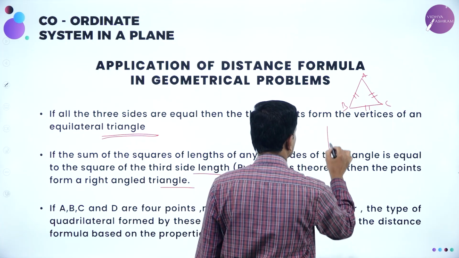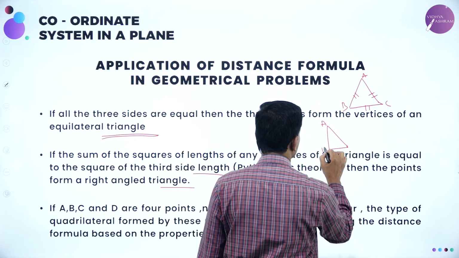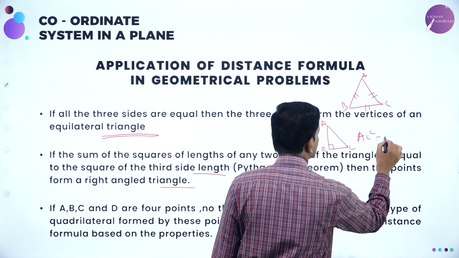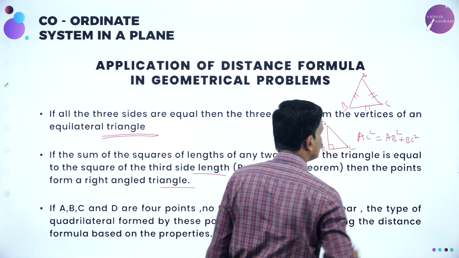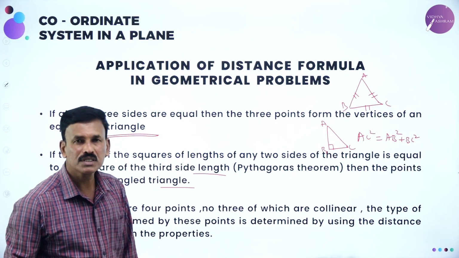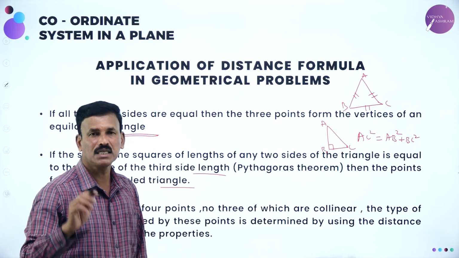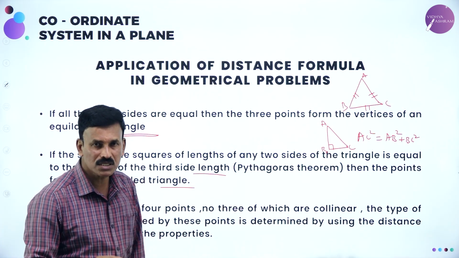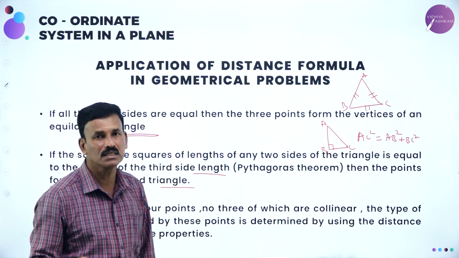So, for a right triangle, we write like this. Suppose this is A, B and C. If AC square is equal to AB square plus BC square, then the points form the vertices of a right triangle. For an isosceles triangle, any two sides are equal. For an equilateral triangle, all the sides are equal. If all three sides of a triangle are equal, then it is an equilateral triangle.